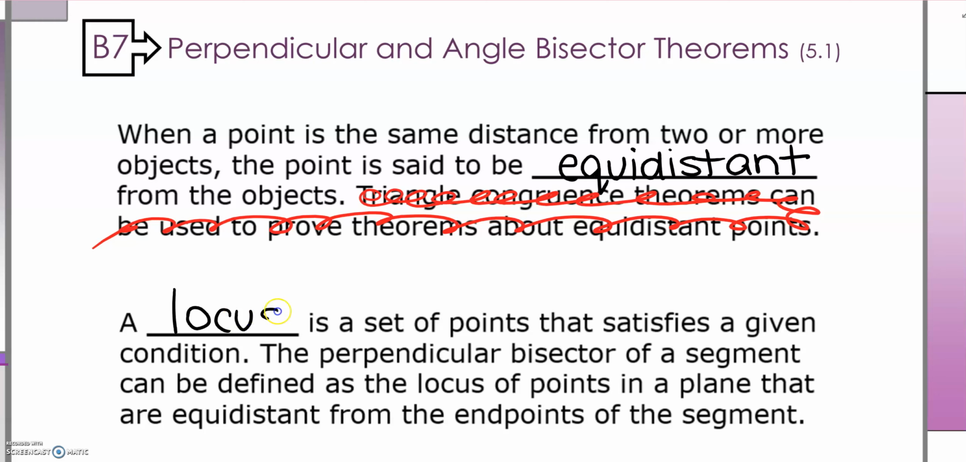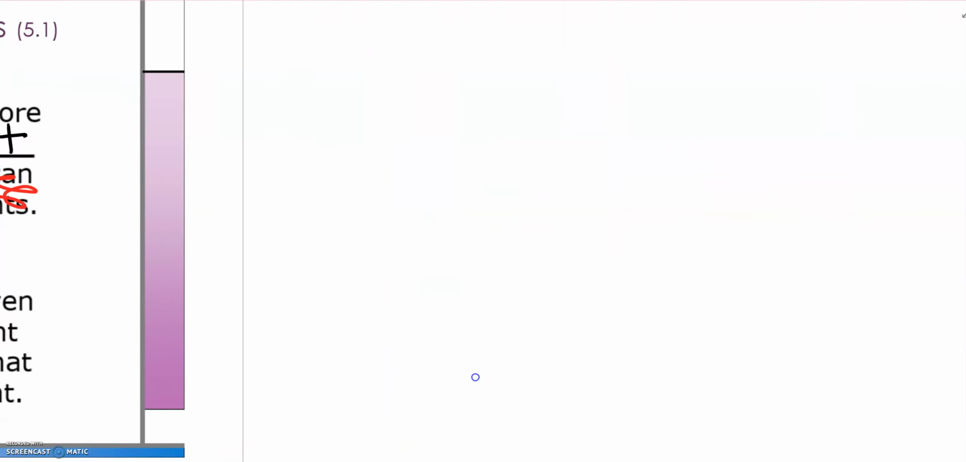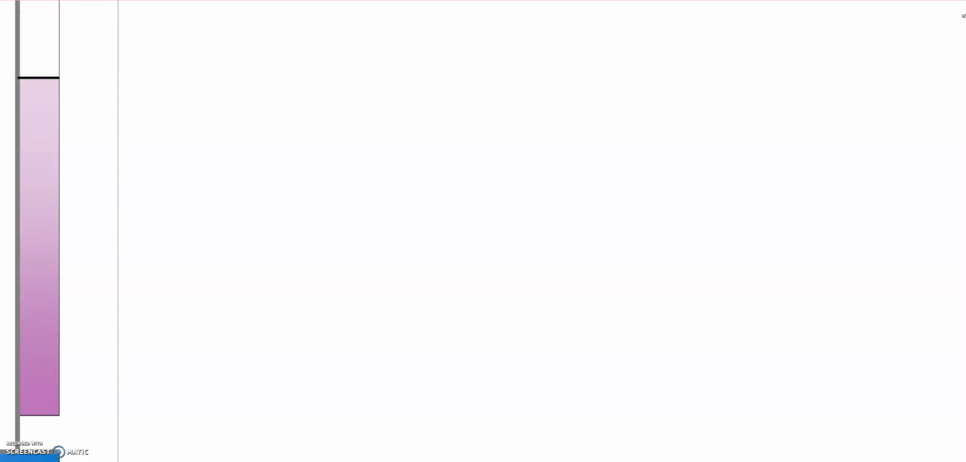No, not a locust. It is not a bug. A locus is a set of points that satisfies a given condition. I'm going to use the remainder of this paragraph to actually explain what a locus is, so follow along with me as I do this over here.